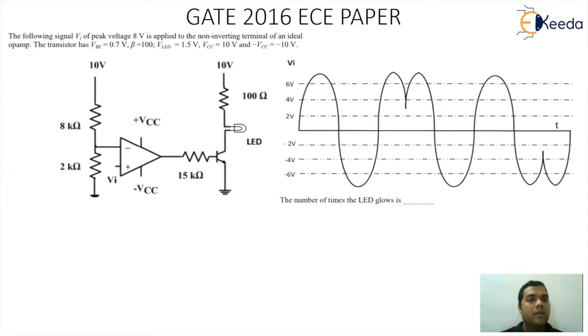This is from the GATE 2016 EC paper. Let's have a look at the question. The question is, the following signal VI of peak voltage 8 volt is applied to the non-inverting terminal of an ideal op-amp. So if your observation is sharp, there is a VI of 8 volt and it will be applied to the non-inverting terminal of the ideal op-amp. The transistor has VBE equal to 0.7 volt, beta equal to 100, LED voltage is equal to 1.5 volt and VCC equal to 10 and minus VCC equal to minus 10. The question is, we are supposed to find the number of times the LED glows.